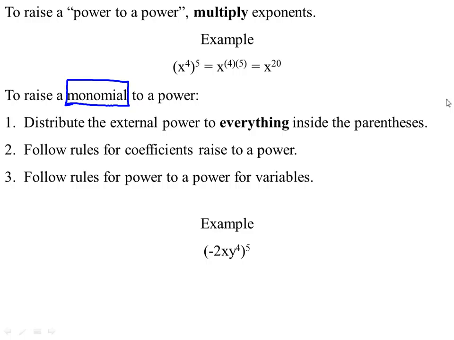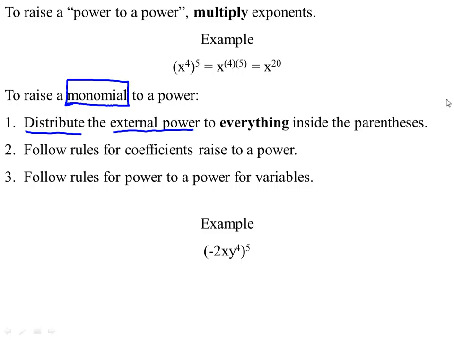What you're going to do is distribute the external power to everything inside the parentheses. Basically what that means is this. You're going to figure out how many factors I have. On the inside I have 1, 2, 3 factors. You're multiplying 3 things together, right? 1, 2, 3 factors. All 3 factors get raised to the 5th power.